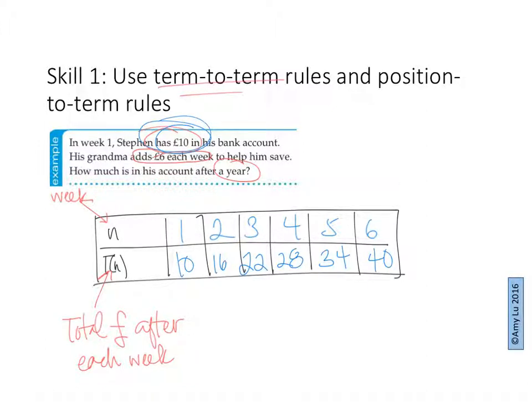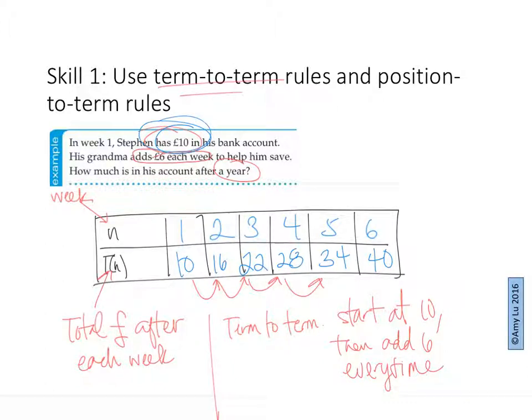So if you completed this table, it should look something like this. And from here, to find the term to term rule, remember it's going in between each term. So the term to term rule here in this case is to start at 10 and to add 6 every time. And as we said before, once you know the term to term rule and what's happening in between each term, that magically helps feed into your position to term rule.